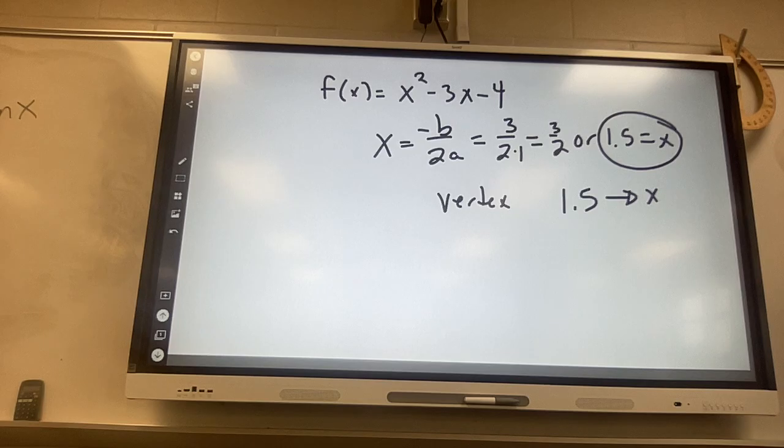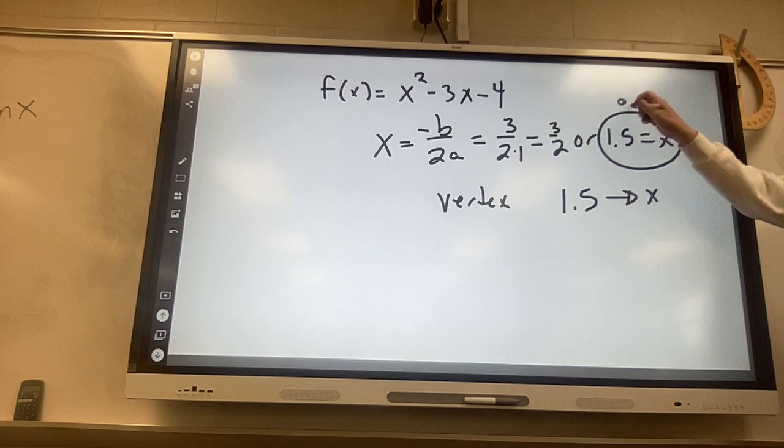Wait, so 1.5 is the vertex? Yeah, that's the axis of symmetry, and to get the vertex, it needs two parts. You just hit enter. The vertex needs two parts. So 1.5 is the axis. That's the axis right there. Yep, cool.